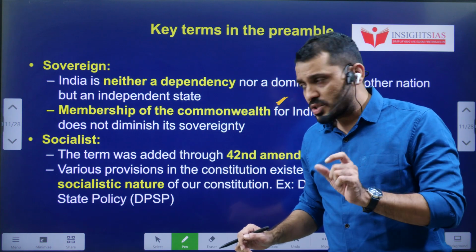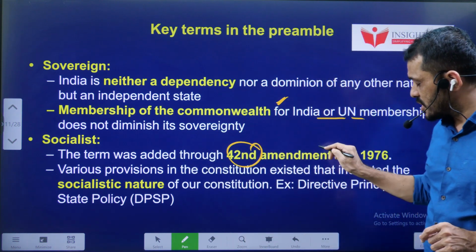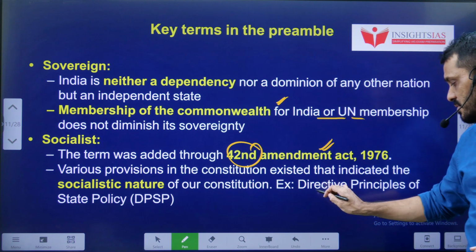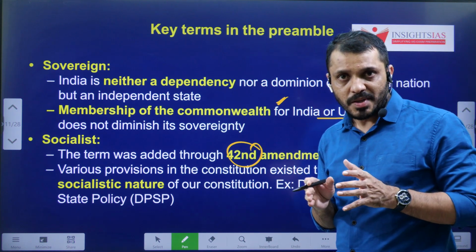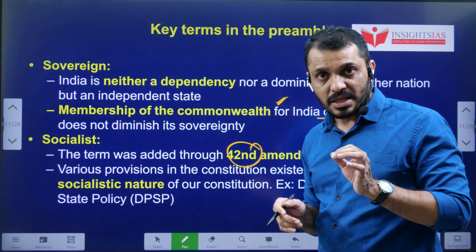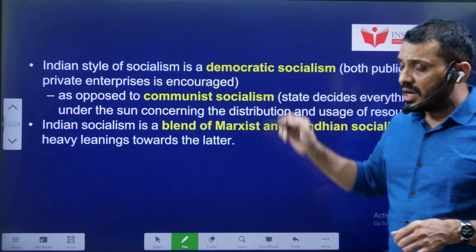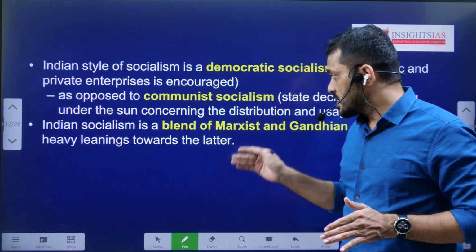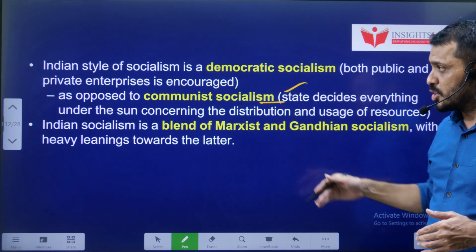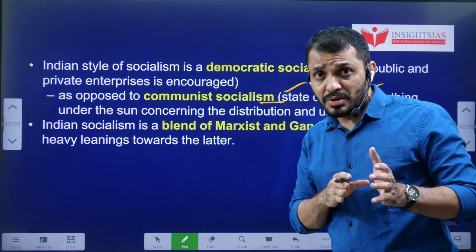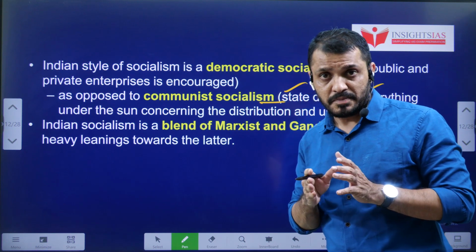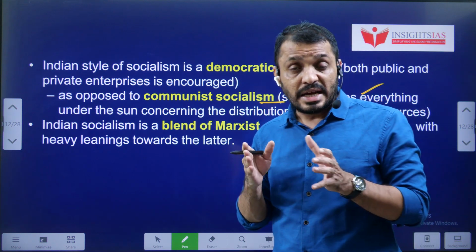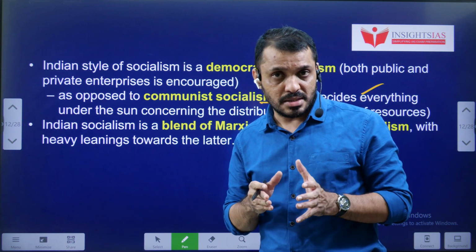Next, socialist. This term was not there in the original constitution. It was added through the 42nd Constitution Amendment Act 1976. Even though this word was not there in the constitution, socialist features were already there in DPSP, Directive Principles of State Policy. And India follows democratic socialism. That means it is somewhere between Marxist socialism, the communist kind, and complete liberalism. We are somewhere in between. Actually, we took inspiration from both Gandhian socialism as well as Marxist socialism. We blended both.